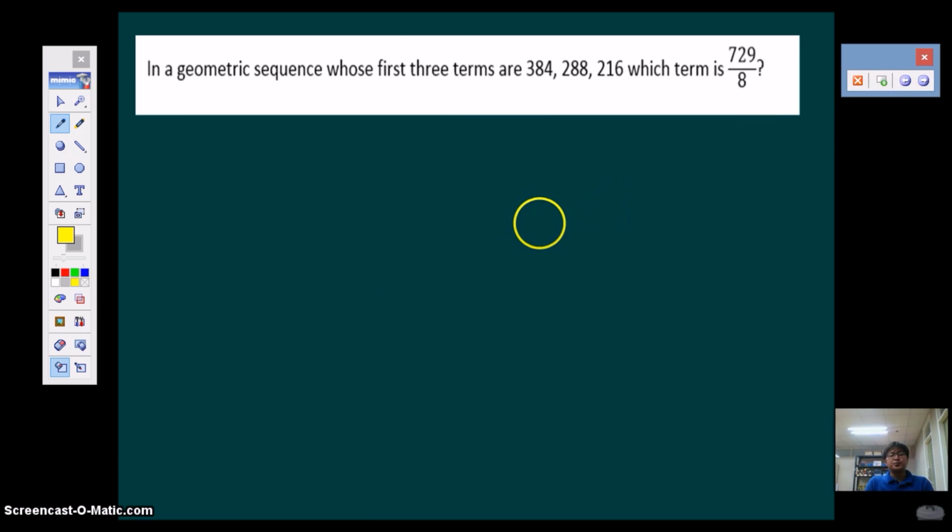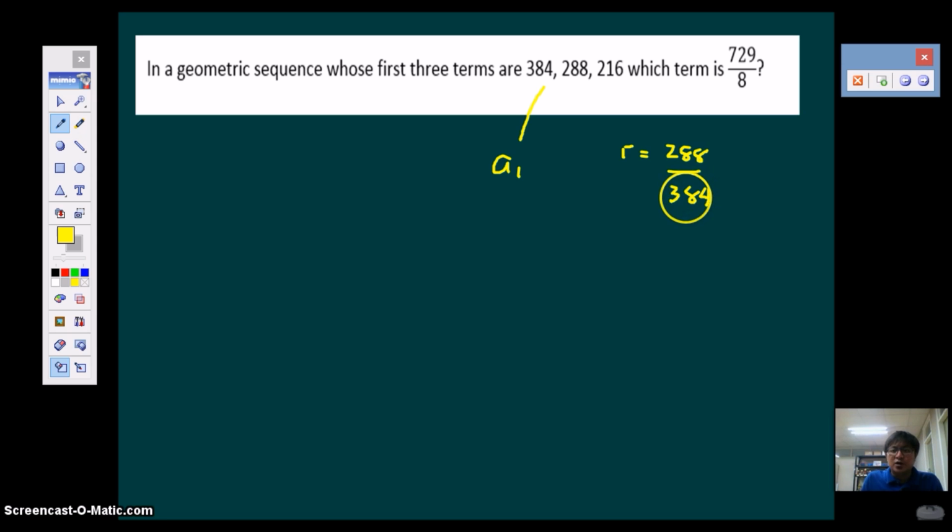The next problem. In a geometric sequence whose first 3 terms are 384, 288, 216, which term is 729 over 8? Obviously, this is our first term, 384. Then we can get also the common ratio. We can divide, simply dividing the second term by the first term, 384.